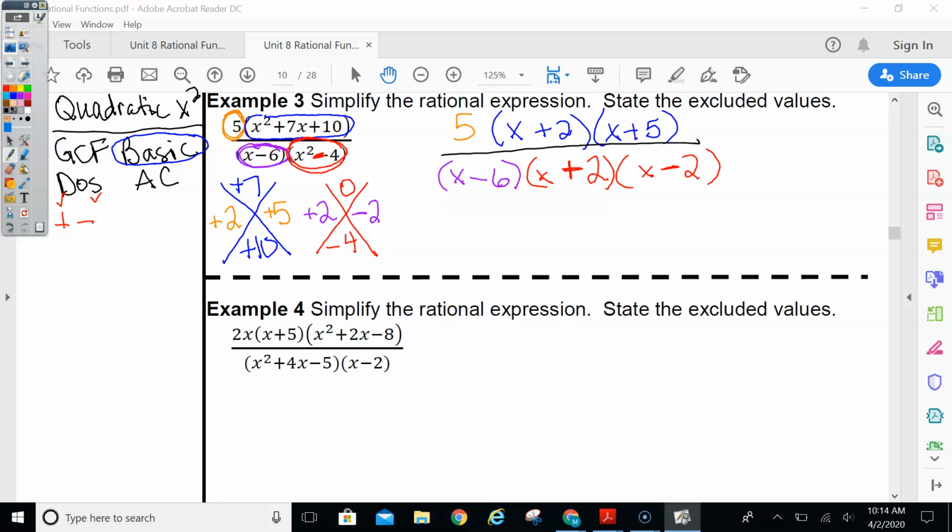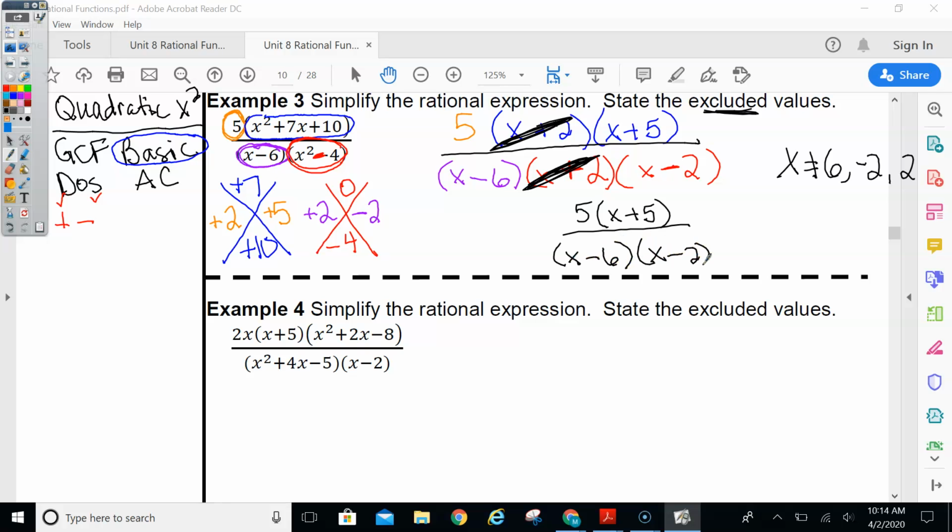Okay, so now before we start canceling, let's state the excluded values. So this time it's going to have 3. X cannot be opposite of this one. It's positive 6. Opposite of this one is negative 2. And opposite of this one is positive 2. So it can't be those 3 numbers. And then we start canceling out. So the plus 2 cancels out with the plus 2. Anything else? I think that's it. So the rest of it is your simplified form, your reduced form. 5 times x plus 5 over x minus 6 times x minus 2. You don't have to multiply it back out. You can just leave your answer in parentheses in factor form.